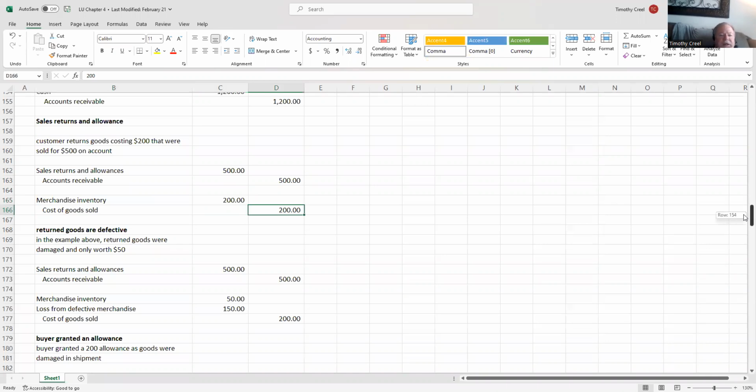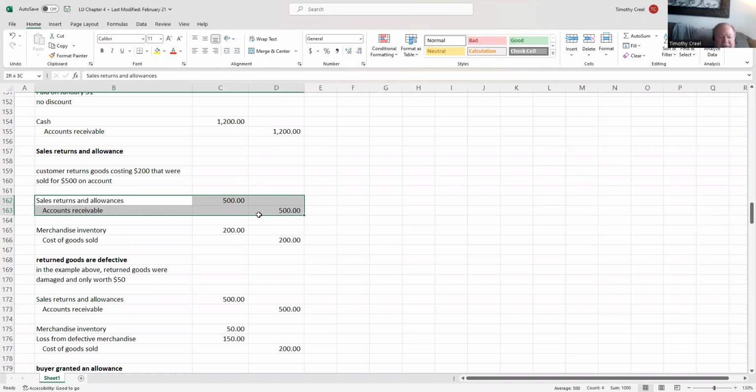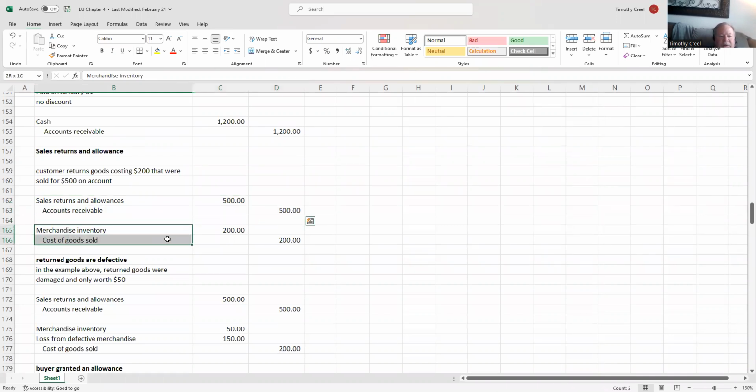One thing to note: these are the entries related to a return. The first one reverses the sale. The second one reverses the cost, putting the item back into inventory for it to be sold again.